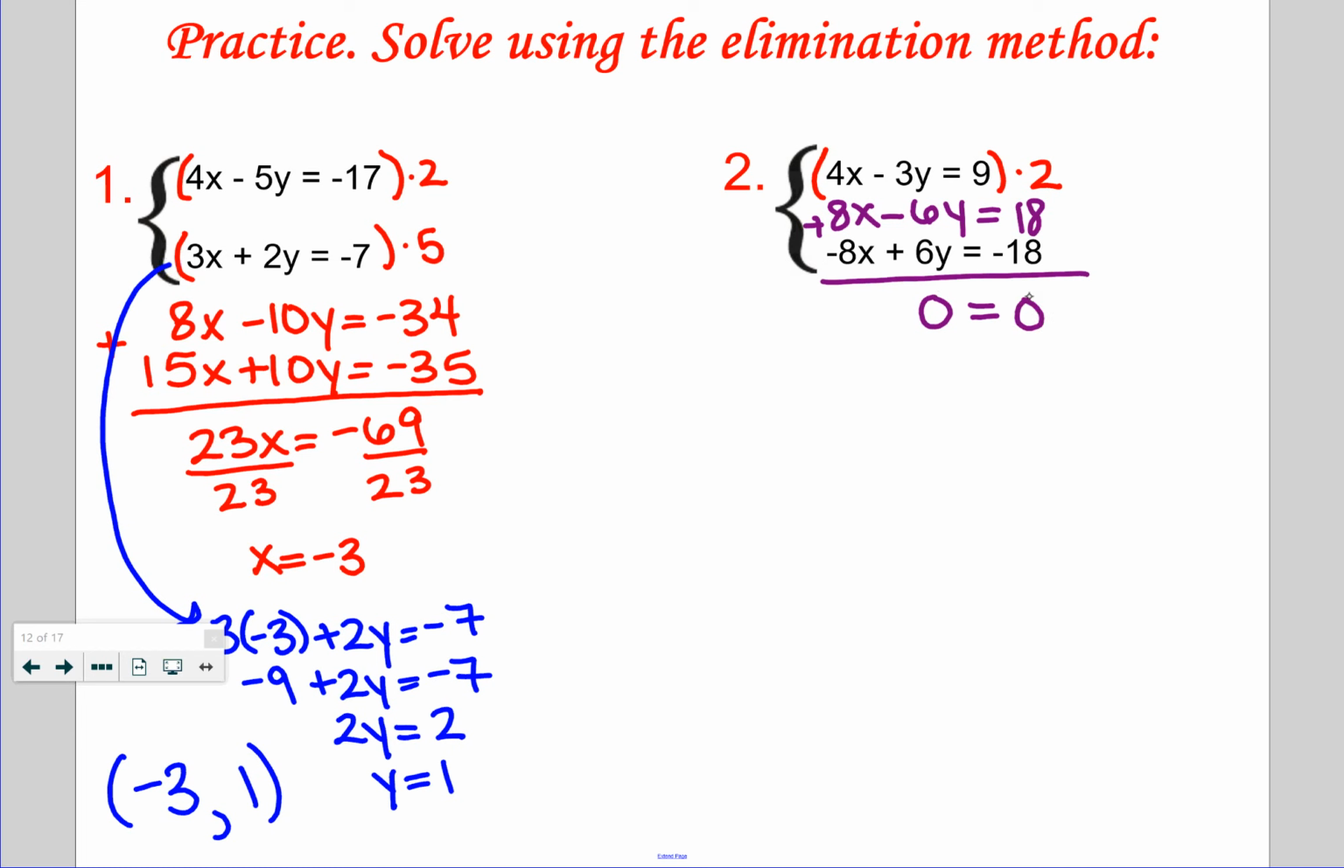So all of my variables canceled. I have two numbers equal to each other. In this case, it is a true statement, so we say that there are infinitely many solutions. This means, remember, that these are the same line, so you could check that by graphing, and we also call this a dependent system. If you see that word pop up on MyMathLab, that's what that means.